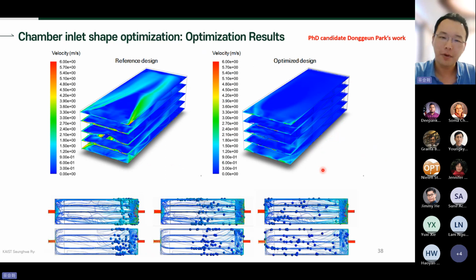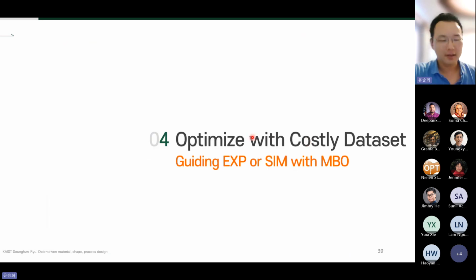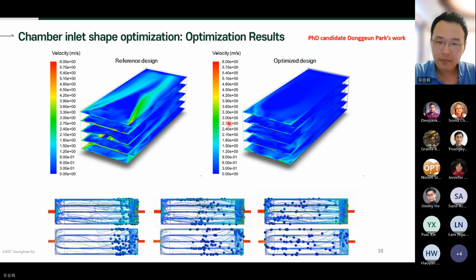Anyway, after going through this cycle, we are able to find the chamber inlet shape that makes the flow distribution uniform, and this flow uniformity will lead to coating uniformity in the ALD coating machine. This is work by this person, and I prepared this example for this seminar. So this is the third part of the talk, where we can secure a large enough data set and the design space is relatively small. And performing this is, I would say, quite straightforward.